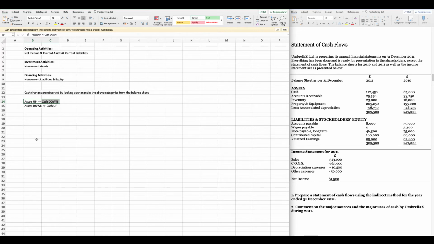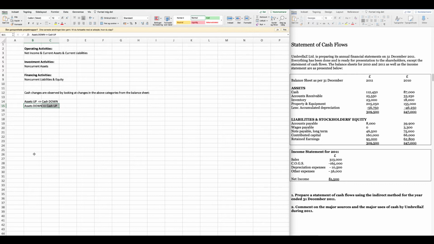Similarly, if we imagine inventory going up, that's another asset, then it would mean that we have tied up cash in order to build this inventory or to have more inventory. So again, this would be an example of cash going down. If we apply the same logic to assets going down, let's imagine that we decrease our assets, for instance, by selling a machine. What would that mean in terms of cash? Well, most likely it would mean that we free up cash, so cash goes up.